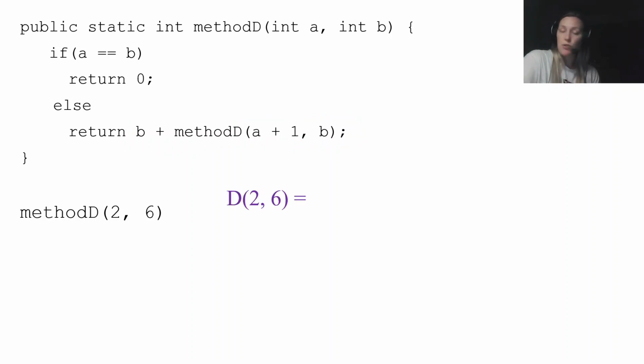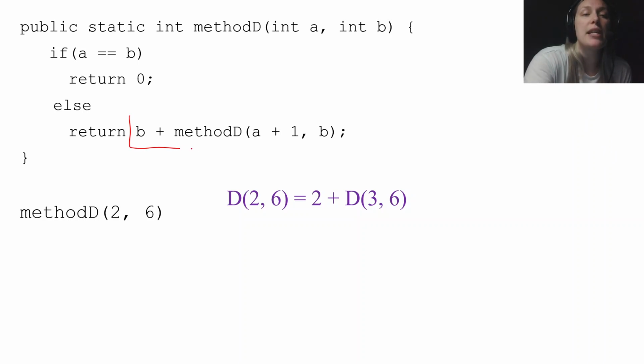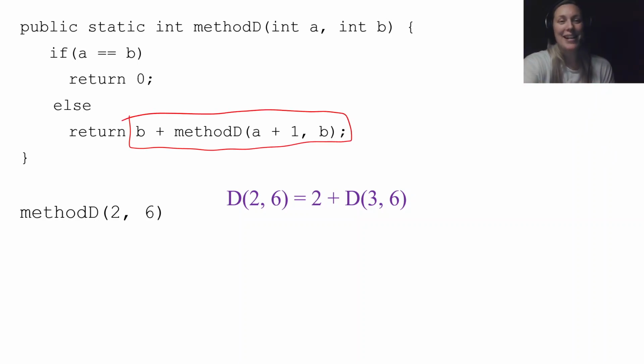So D of 2, 6 is going to be, excuse me, oh, I have this wrong. Because it returns B plus method D, A plus 1. So this right here should be B, which is 6. And I think I did that for all of them as I go through here. Huh, would you look at that? So that's why you got to write it out. Okay, so I'll just write this out then.